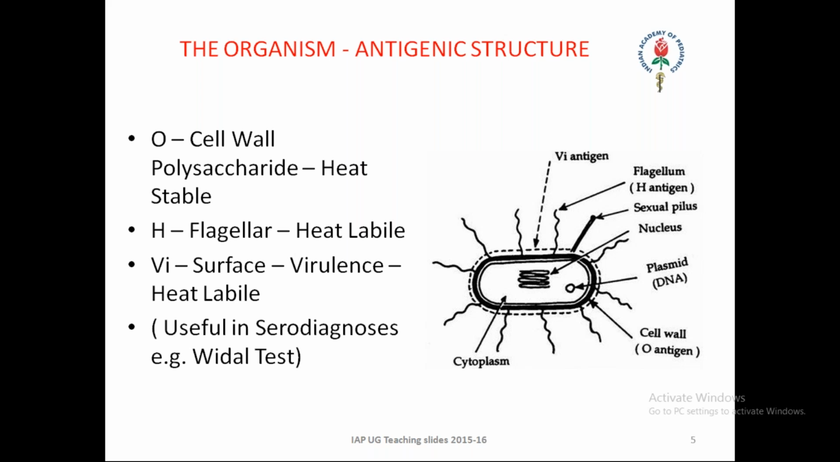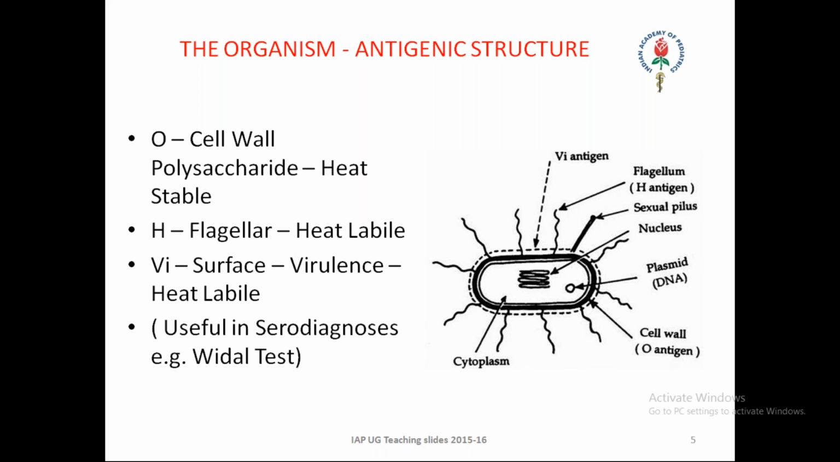Coming to the antigenic structure, we already know that there are O, H, and Vi. These are the antigens by which the structure is seen. If you briefly see the structure, you can see a cell wall, and the O antigen is present on the cell wall. In the O form, the antigen is a polysaccharide and heat stable. Heat stable forms are O forms.